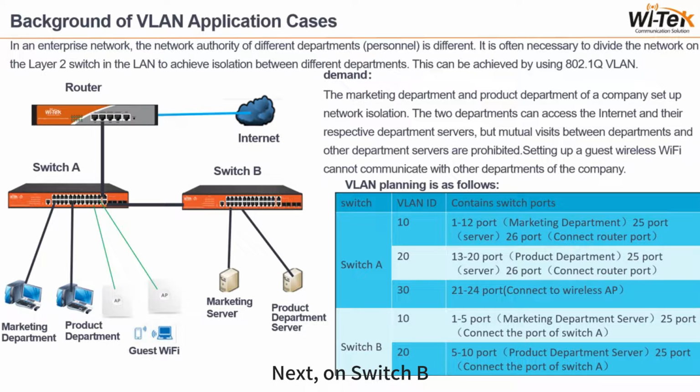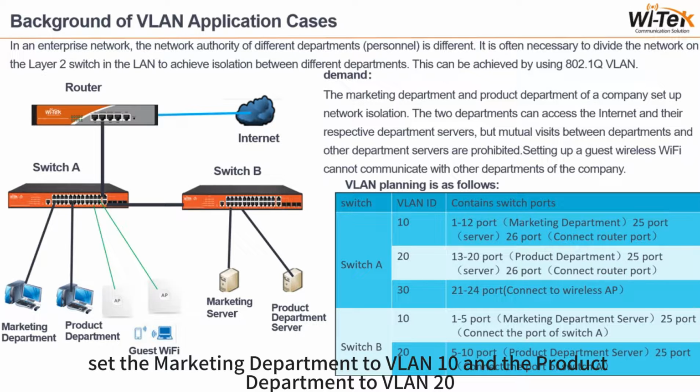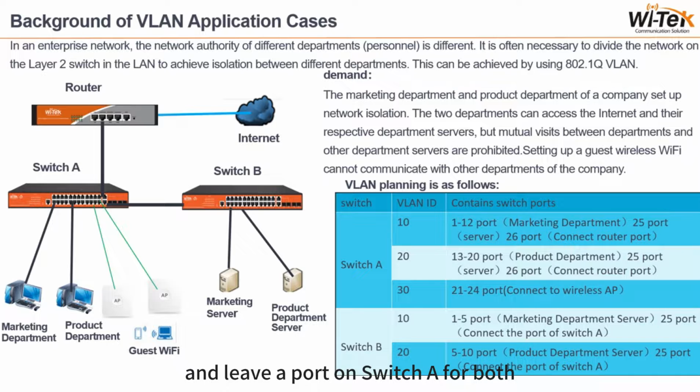Next, on switch B, set the marketing department to VLAN 10 and the product department to VLAN 20, and leave a port on switch A for both.